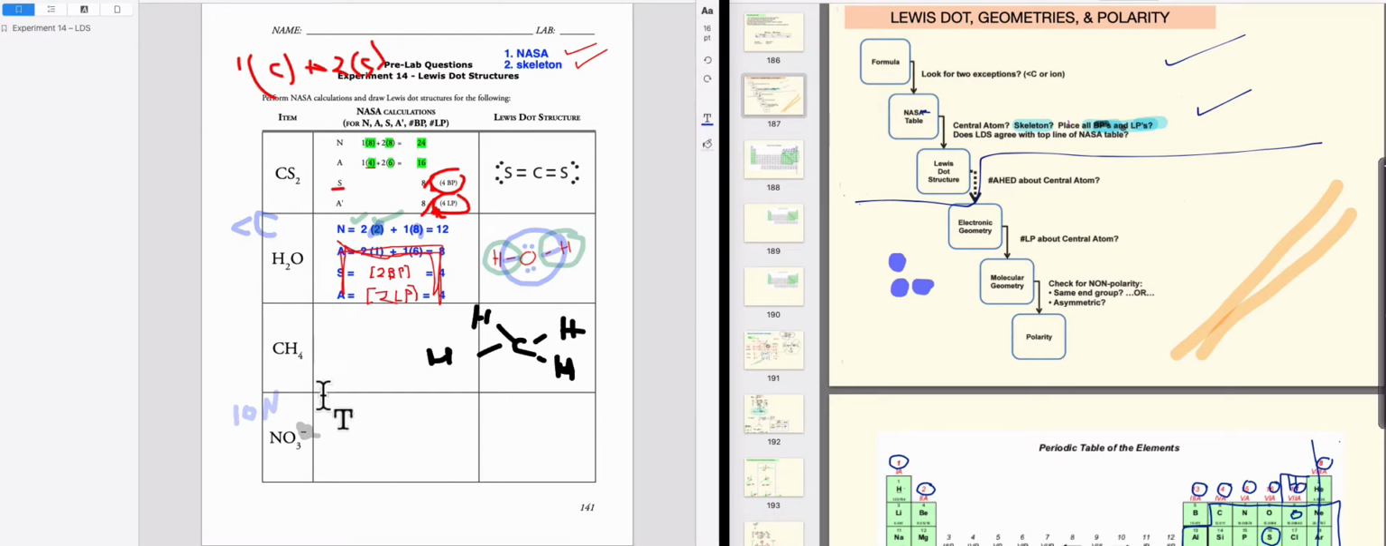Okay. So the need is equal to, I have 1 nitrogen. How many does it need? 8. And I have 3 oxygens. How many does each of those need? 8. For a total of 32. Available: I have 1 nitrogen. How many does it have available? I don't have that one memorized.